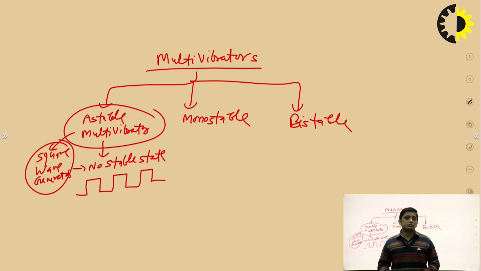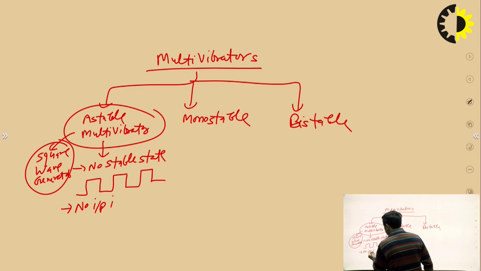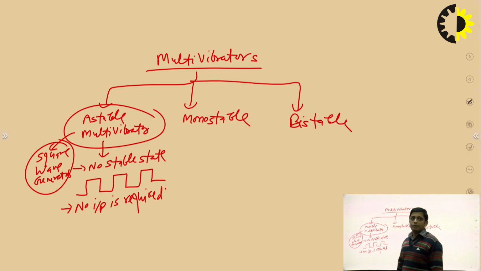So it means that this astable multivibrator or square wave generator does not require any input. The second important point about the astable multivibrator is that no input is required. We don't apply any input to the astable multivibrator. Without input, it produces the output because of the noise present in the circuit, that you had studied in analog circuits, in oscillators, right? In oscillators, we don't apply any input, and without applying input, we get the output because of that noise.